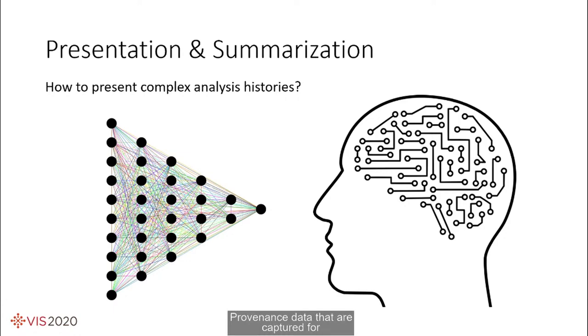Provenance data that are captured for analytic processes are often considered as state diagrams. When the volume of data that is captured for analytic provenance is moderate, it is easy to synthesize and derive useful insights from these different provenance visualizations. As the size of the graph grows big, it becomes increasingly difficult to understand the provenance graphs. New scalable visualization methods need to be developed to visualize analytic provenance in a simple and intuitive fashion.